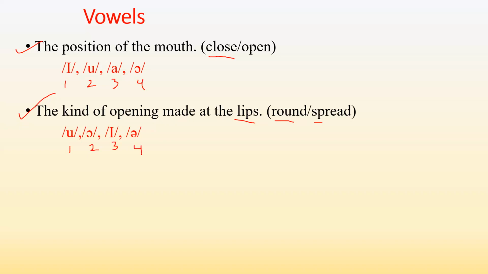So what are the round vowels? Round vowels means when you produce these vowels, your lips are rounding. Both the upper lip and the lower lip get together and they are in a round shape.